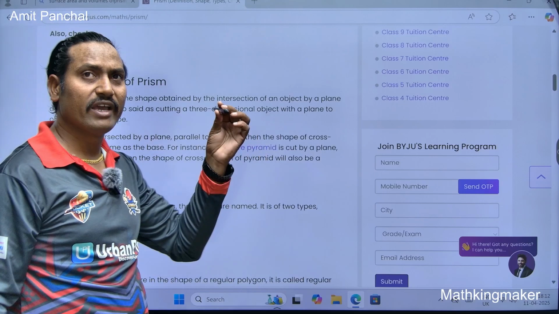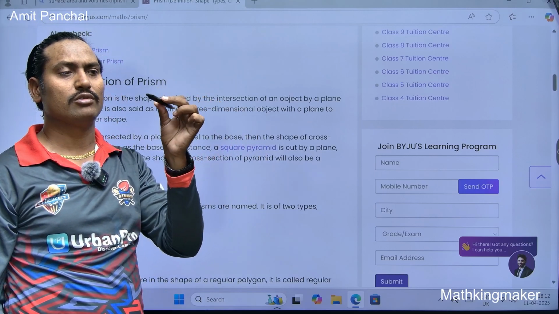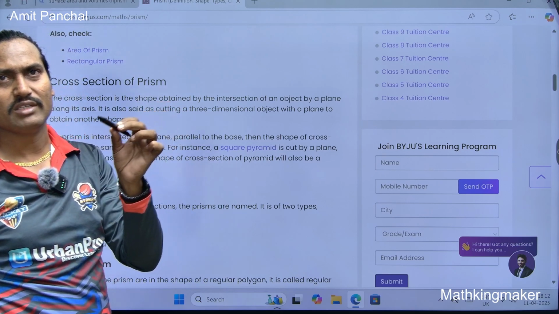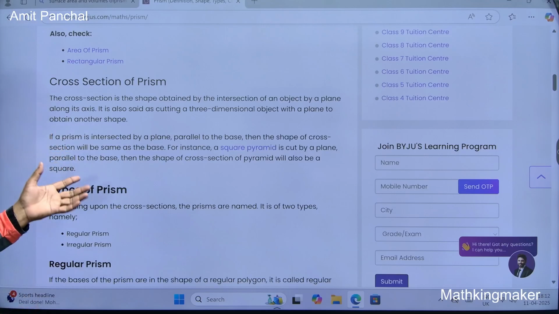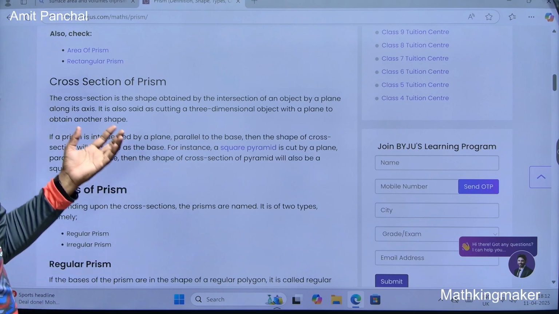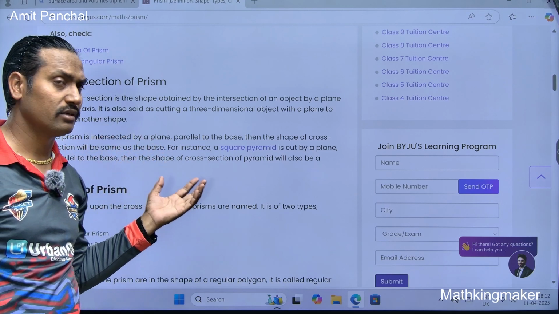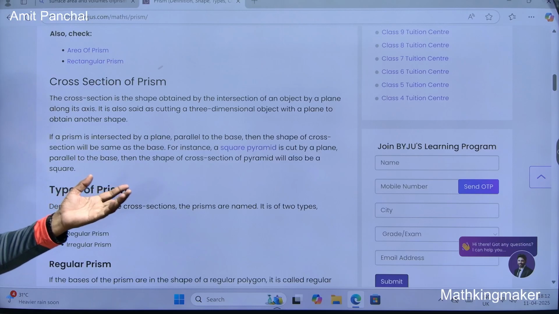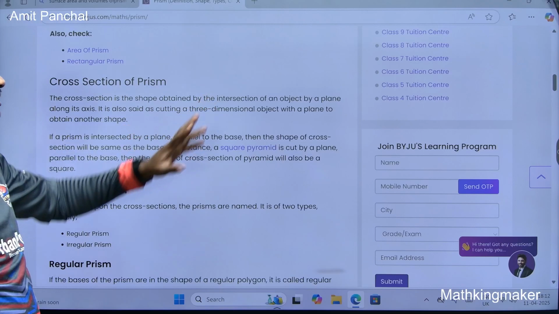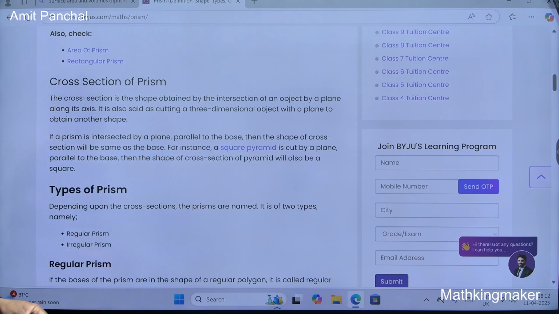And I have a pen. So the base, the cross section, is this one. So the base is the cross section. It depends upon the shape of the cross section, whether it is a triangle, rectangle, or square. The cross section is the shape obtained by the intersection of an object by a plane along its axis. It is also described as cutting a three-dimensional object with a plane to obtain another shape.